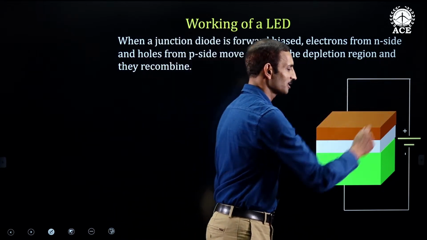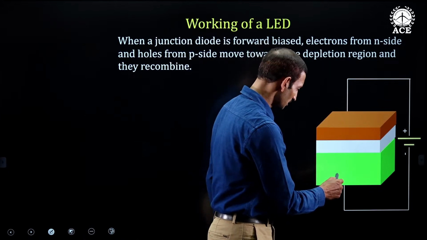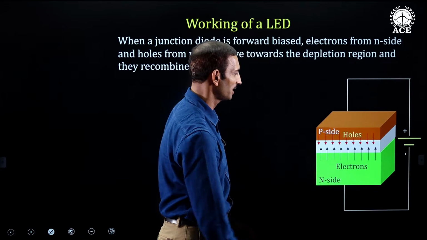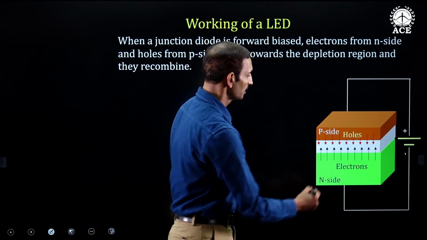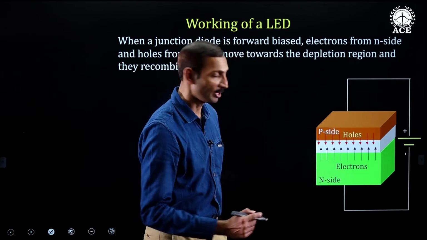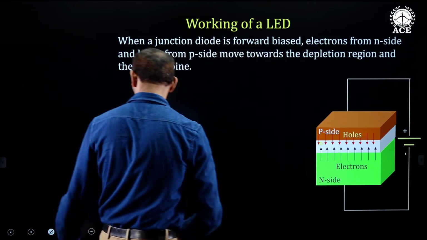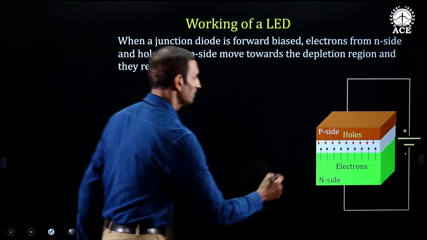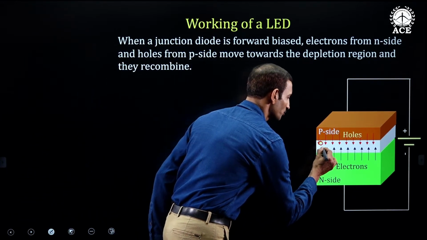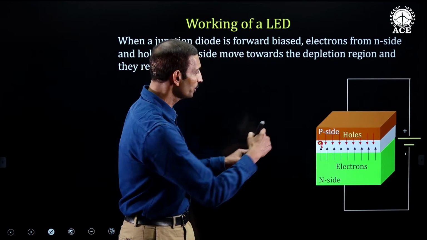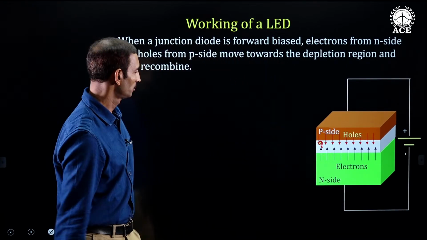But once forward bias is applied, let us suppose this to be the N side and this to be the P side, there will be electrons on the N side and holes on the P side. They will drift towards the junction, where they recombine with each other. Suppose there is a hole here, and there is an electron. These two are going to recombine with each other. How do we show it in the energy level structure?